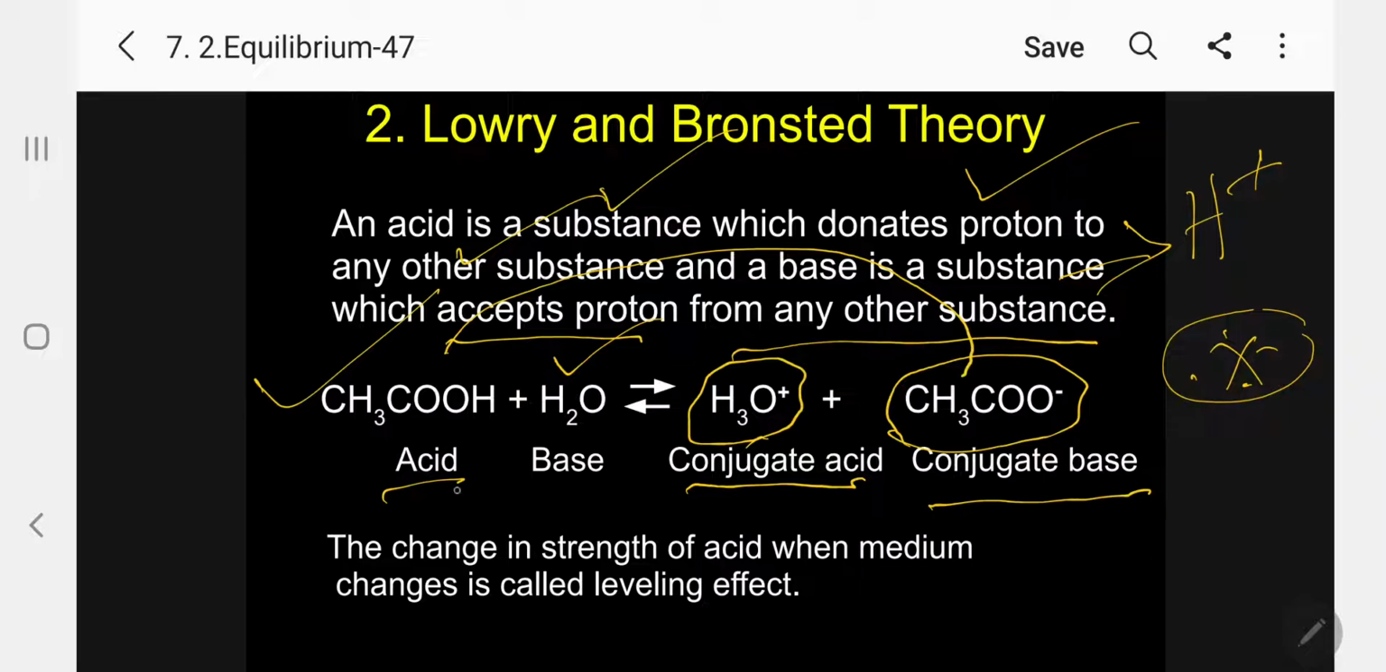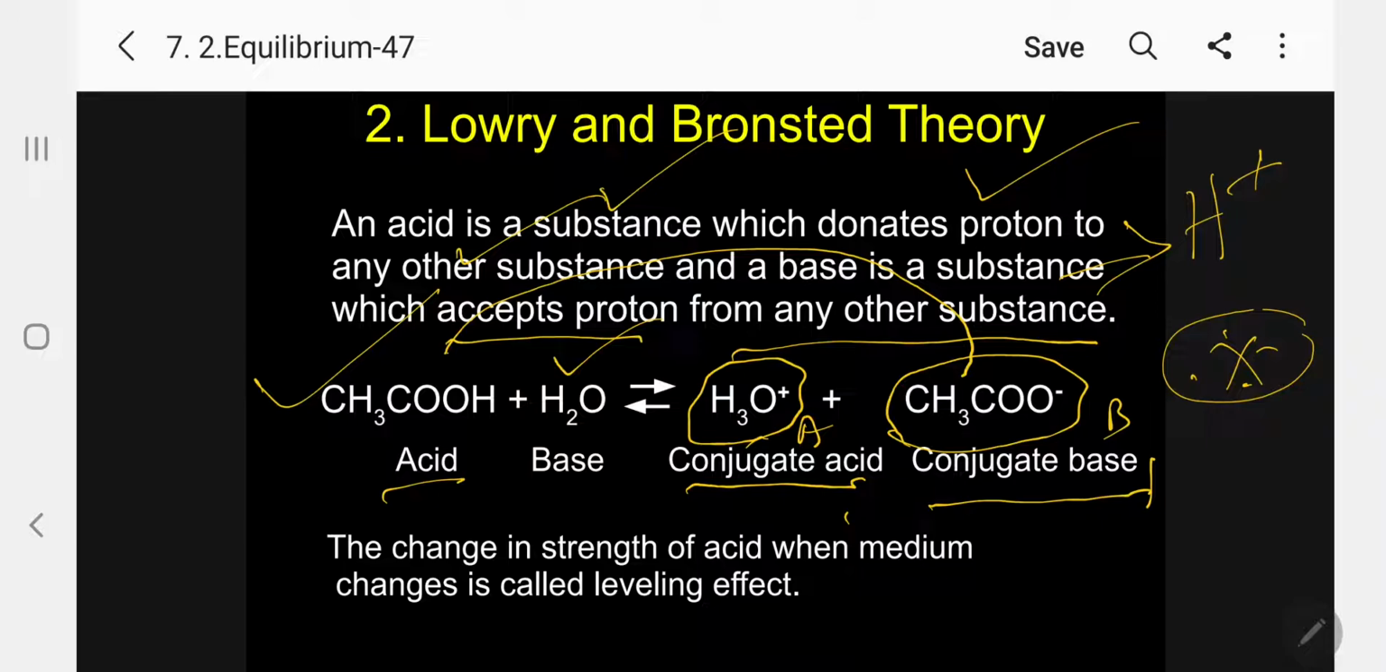Say for example, you take acetic acid and the acetate ion. We know acetic acid is an acid, so the acetate ion is a base, the conjugate base. In the same way, water is a base, so H3O plus is an acid, the conjugate acid. Kindly follow. Why is H3O plus an acid? Because it can donate H plus.